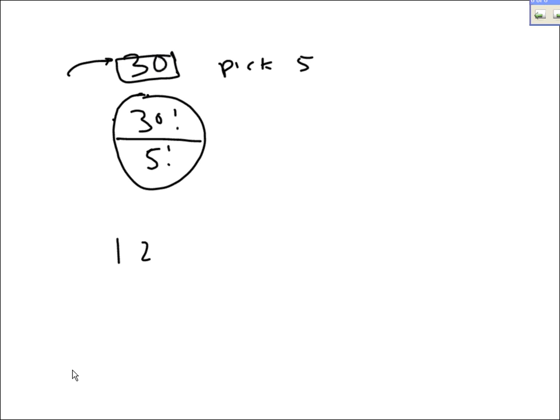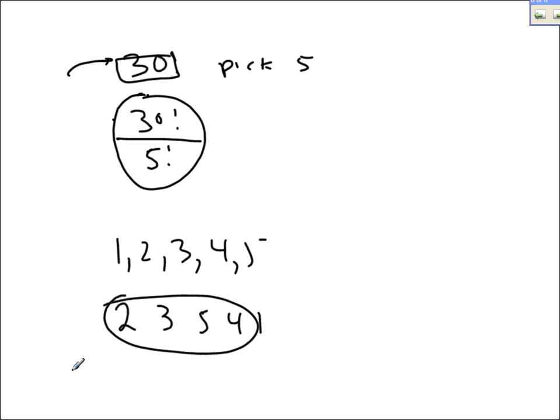Like if you pick 1, 2, 3, 4, 5, and these are the numbers on your lottery card, when the drawing comes, if 2 comes up first, and then 3, and then 5, and then 4, and then 1, you just won the lottery. The order didn't matter, and that's very important. We're going to come back and do some more problems involving combinations and permutations in the next video.